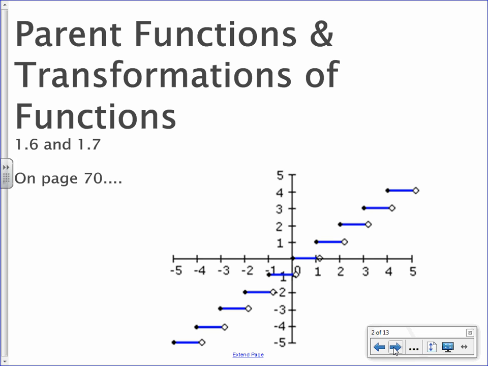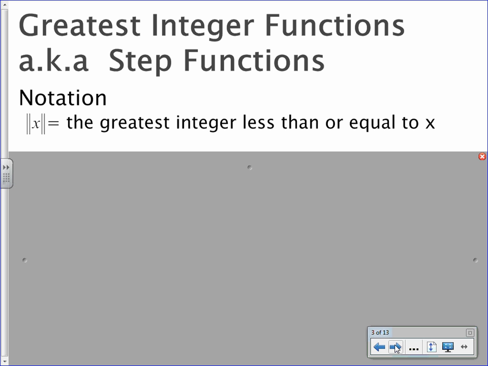Now, you have not seen this function before, have you? What does it look like? It looks like stairs or steps, okay? We call it the step function. This is how it's notated, right here. It's called the greatest integer function, all right? We nickname it the step function because it looks like a set of stairs, okay? So this is the notation.